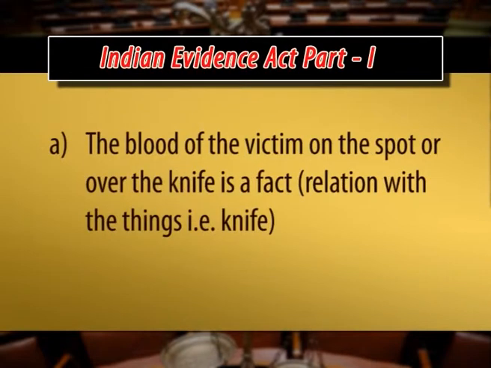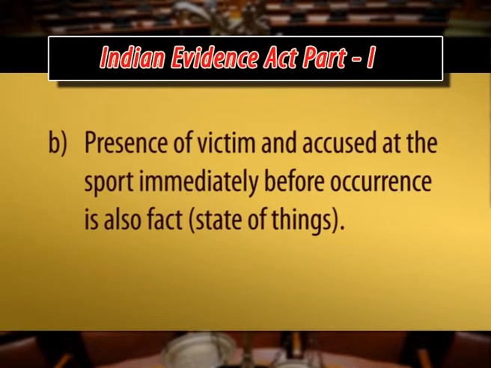Examples of fact: A. The blood of the victim on the spot or over the knife is a fact, a relation with the things, that is the knife. B. Presence of victim and accused at the spot immediately before the occurrence is also a fact, a state of things.